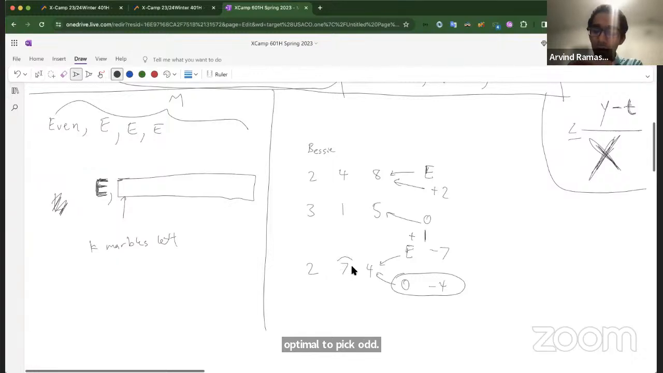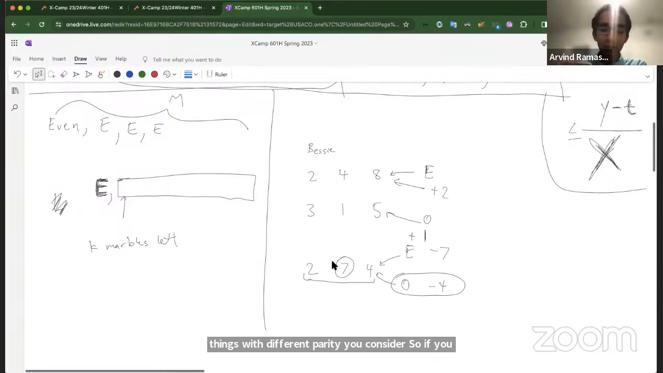So basically, if you have things with different parity, if you have even things and odd things, then you consider the largest number and you pick the opposite parity. So in this case, the largest number is 7.